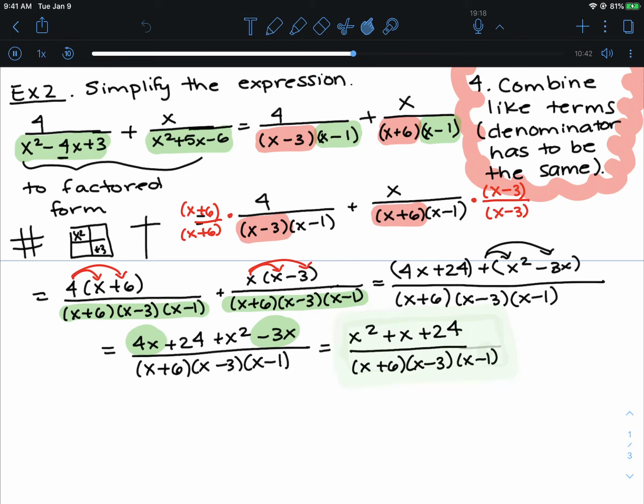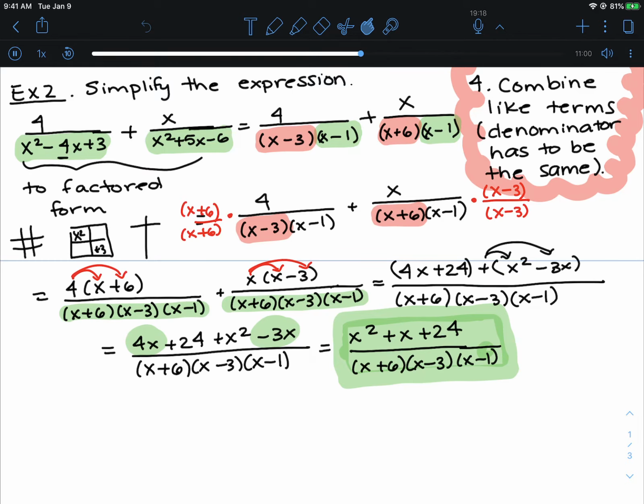Now, do I have to FOIL the denominator here? No, guys, not really. You can, but it's unnecessary. If you guys would have taken the test, I think your answers would have looked something like this anyways. So that right there is your answer.